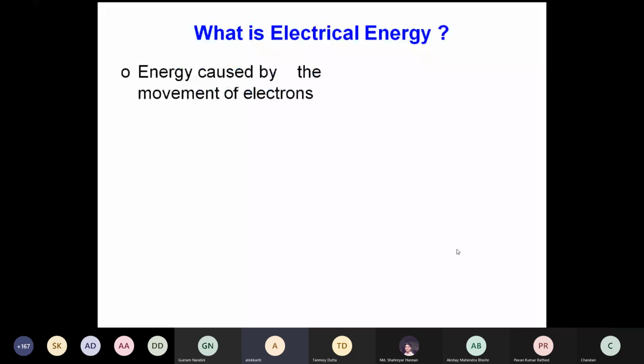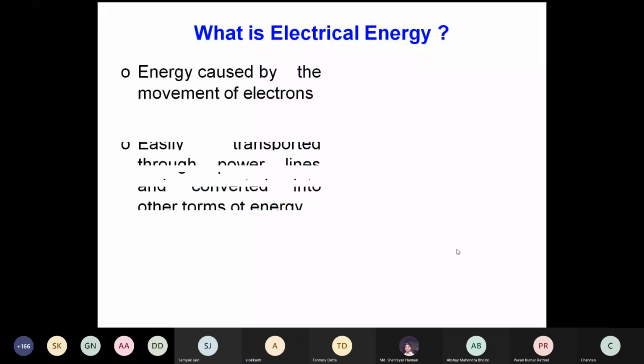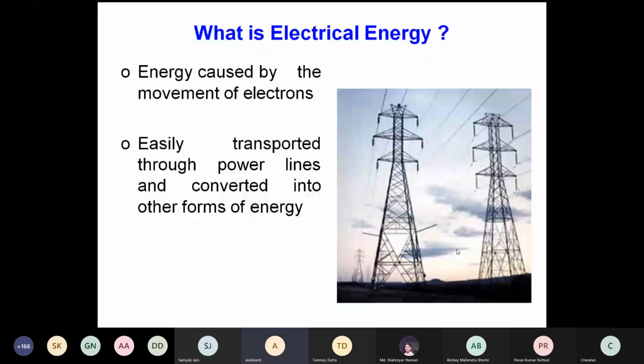Now, what is electrical energy? It is basically the energy caused by the movement of electrons. And one advantage of electrical energy is it can be transported through power lines and converted to other forms of energy. So I think all of you have seen this type of transmission lines.